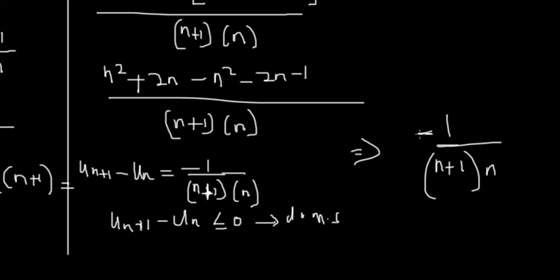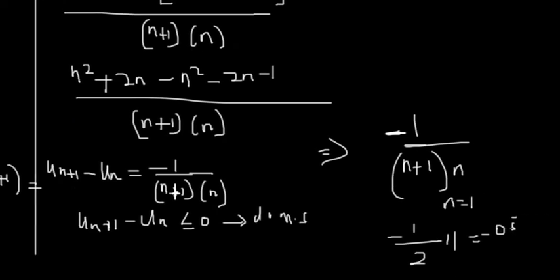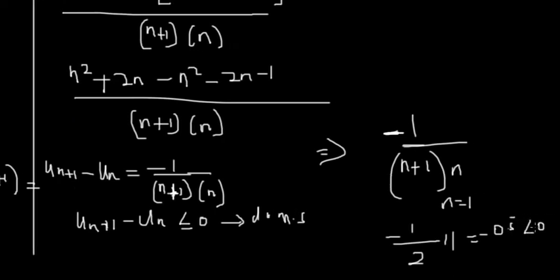So from here, there's no need to even compute this. From this negative sign, you could notice that whatever value we insert for N, we'll end up with a negative value. So let's put N equal to 1. So we have minus 1 divided by 1 plus 1, multiplied by 1. So that's negative 1 on 2. So from here, you could notice that we have negative 0.5, which is still less than 0.